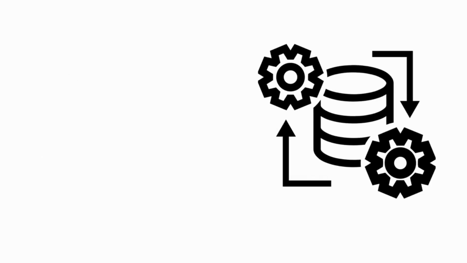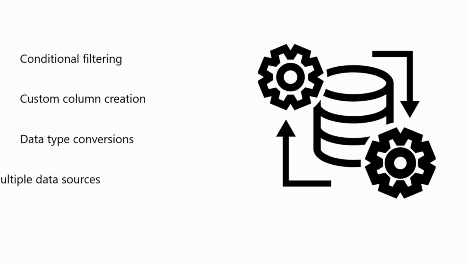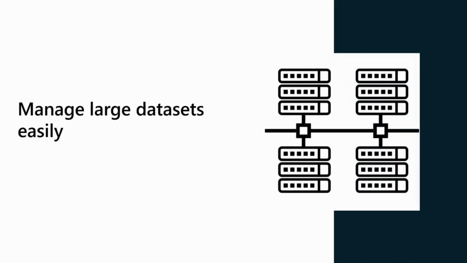Using the M language, you can perform advanced data manipulation tasks such as conditional filtering, custom column creation, data type conversions, and merging multiple data sources. The language is designed to be expressive and efficient, enabling you to handle large data sets with ease. When you access the M language code, there are certain group names and meanings that are called M syntax.